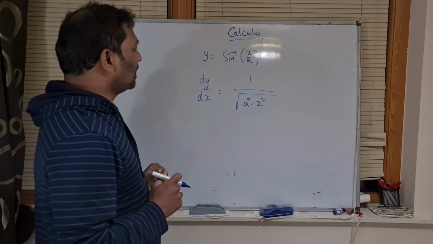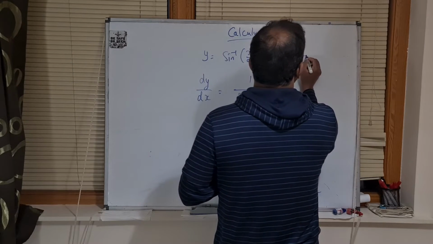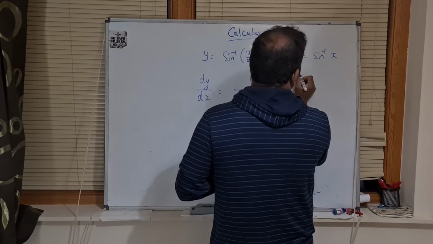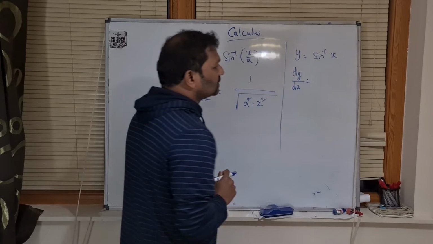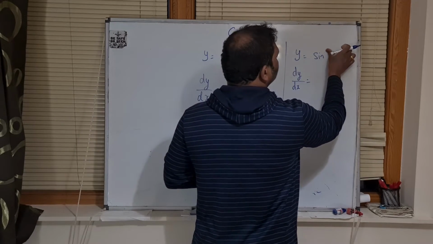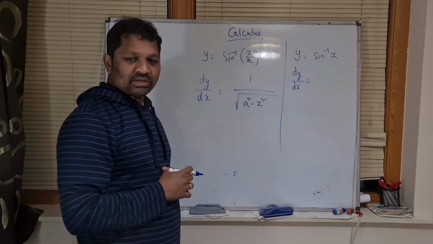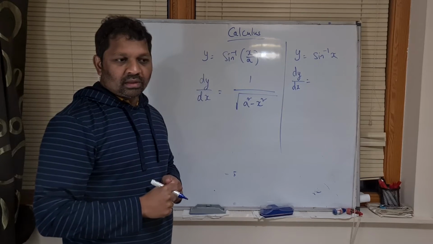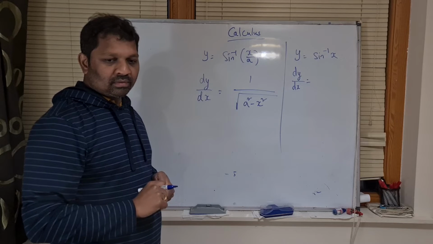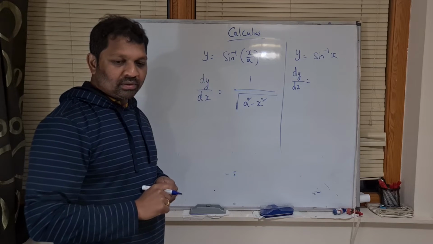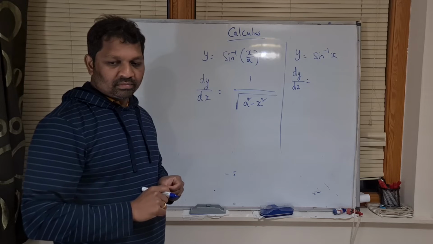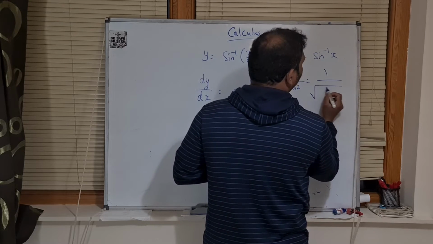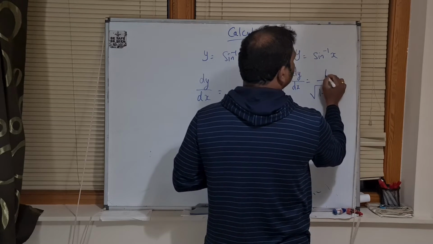Now you know this formula. Now you tell me, if y is equal to sine inverse x, what is the differentiation of dy by dx? 1 by root of 1 squared minus x squared. Exactly. 1 by root of 1 minus x square. 1 square is 1.